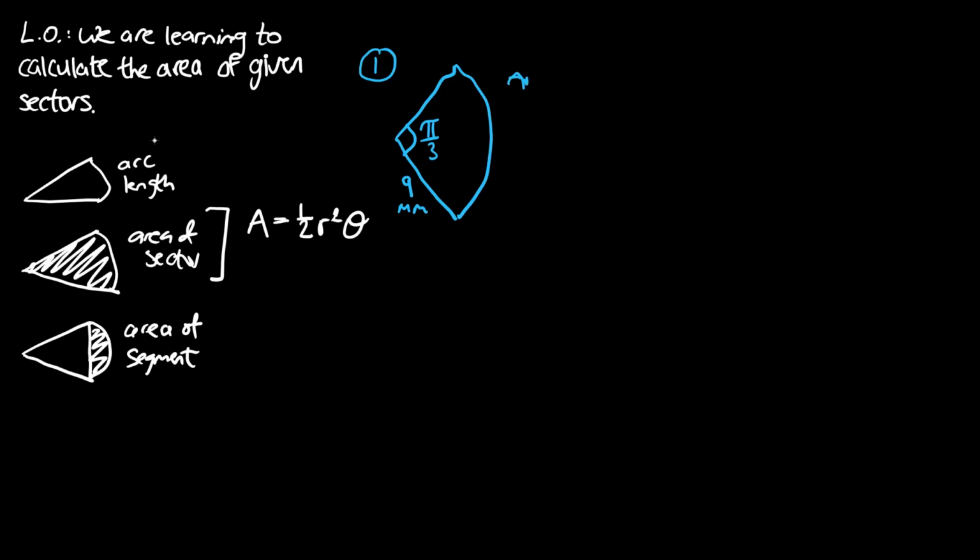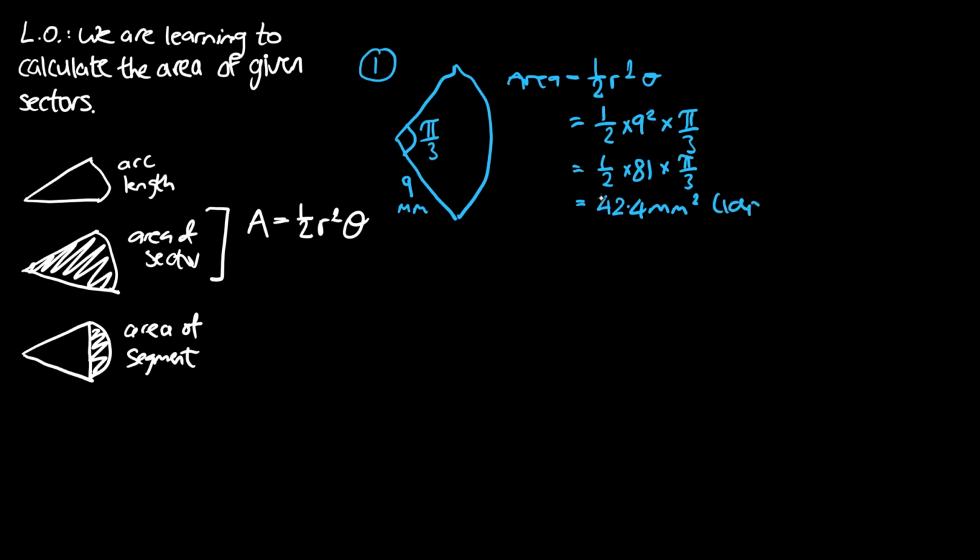So in our case, the area is always equal to 1/2, so just writing down the formula here, r squared times the angle. So that's going to be 1/2 times 9 squared times pi over 3. And when we simplify all that a bit more, that's 1/2 times 81 times pi over 3. We can put that into our graphics calculator, and we're going to get 42.4 millimeters squared. I've rounded that to 1 decimal place.